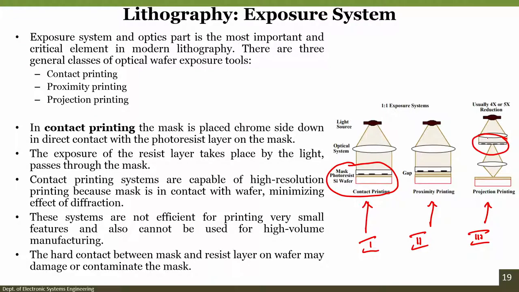In contact printing, the mask is placed chrome side down in direct contact with the photoresist. It is easy to understand. Contact printing systems are capable of high resolution printing because the mask is in contact with the wafer, minimizing the effect of diffraction. You see, when it is in touch with the substrate, there will be minimum diffraction. However, these systems are not efficient for printing very small features and also cannot be used for high volume manufacturing. The hard contact between mask and resist on the wafer may damage or contaminate the mask.